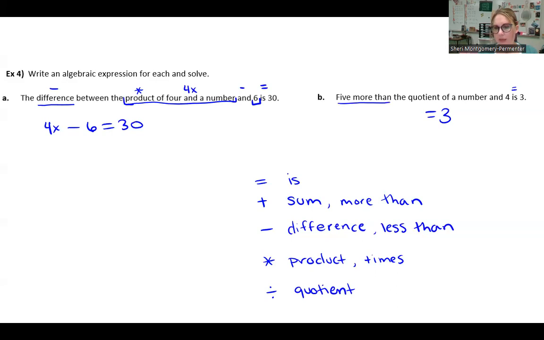5 more than, that means I'm going to have something and I'm going to add 5 to that. 5 more than the quotient. Quotient means I'm dividing something. I'm dividing a number and 4. A number, some number, I could call it X, and 4. So some number and 4.